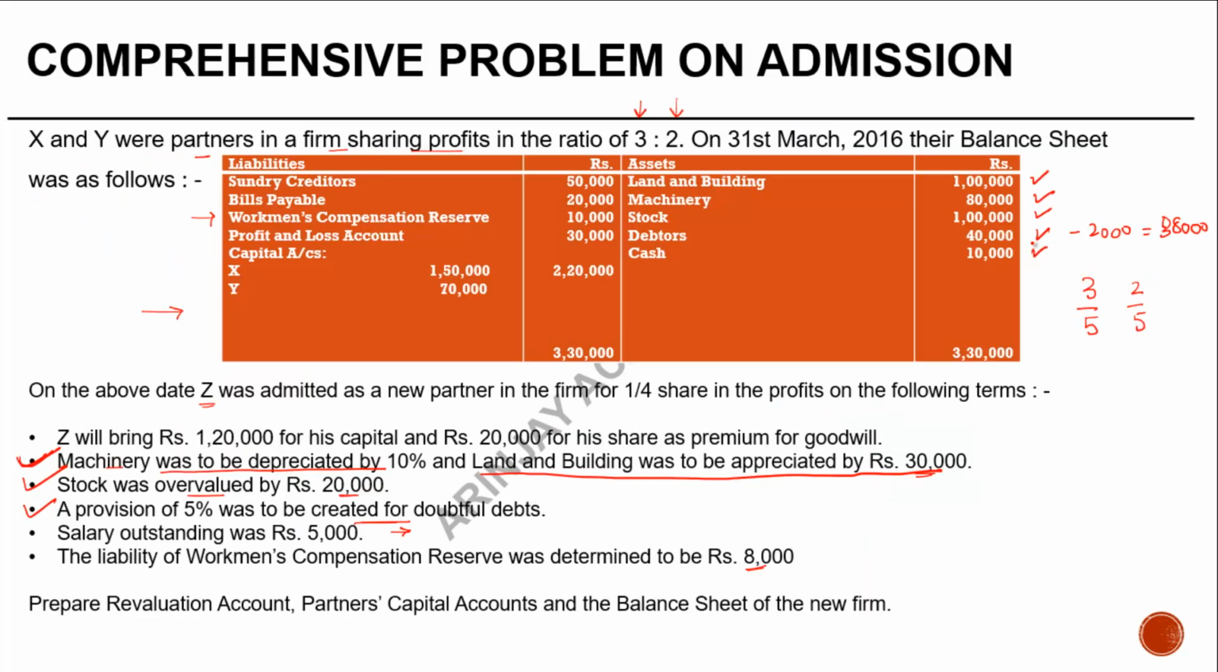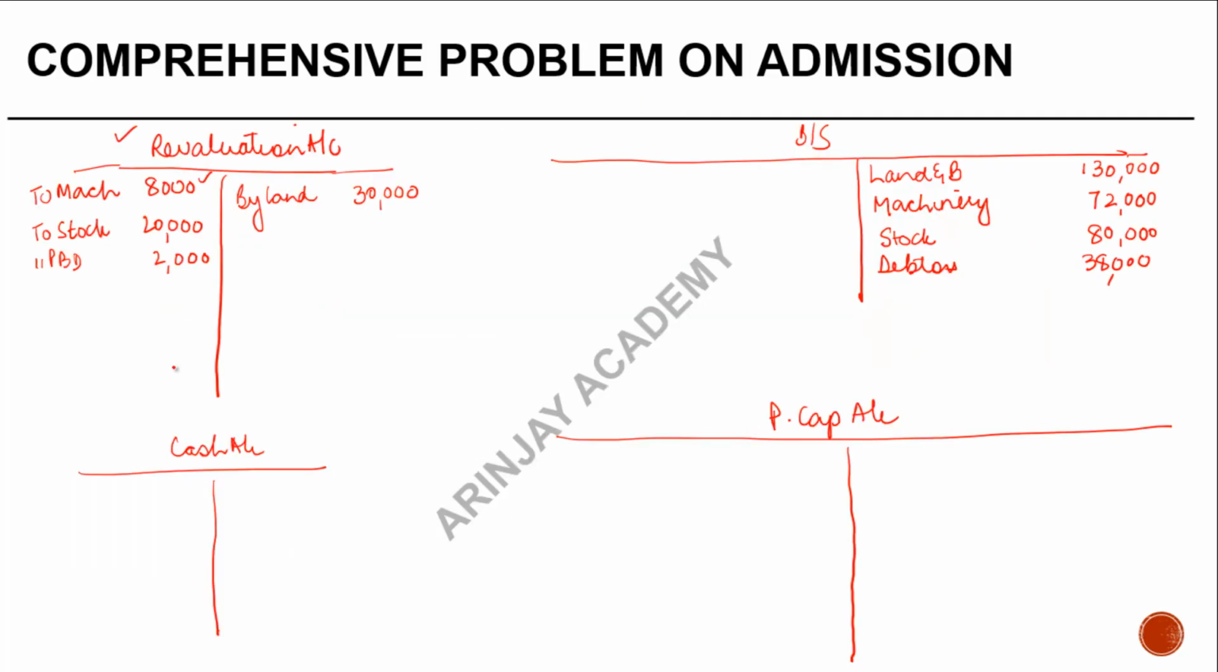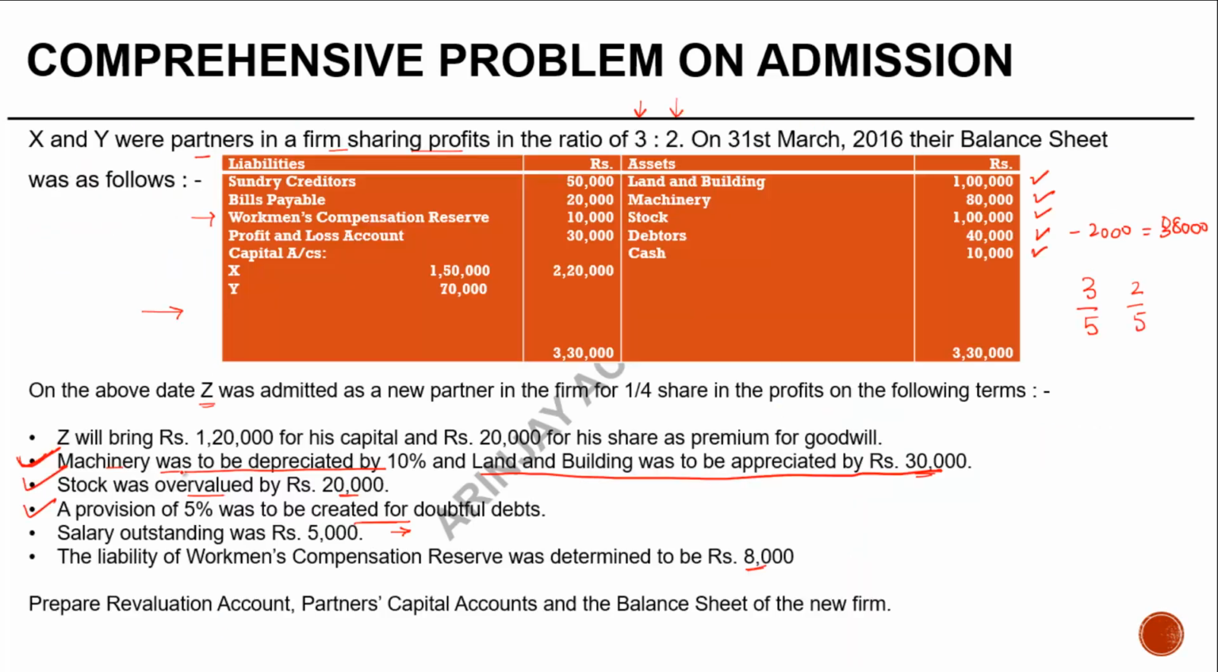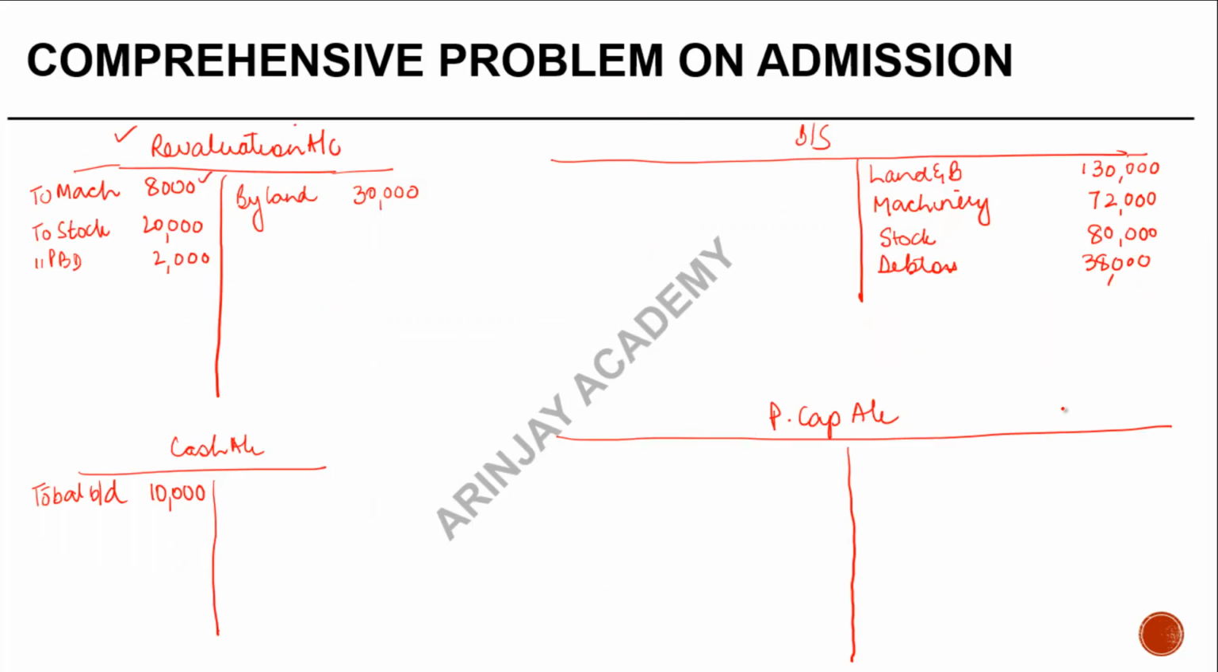Cash opening balance is 10,000, so I'm just going to add this to balance brought down 10,000. And we're done with the debit side of the balance sheet, right? Let's go to the credit side. Capital account X and Y is 1,50,000 and 70,000. So we'll just put it as X and Y opening balance 1,50,000, 70,000, right?